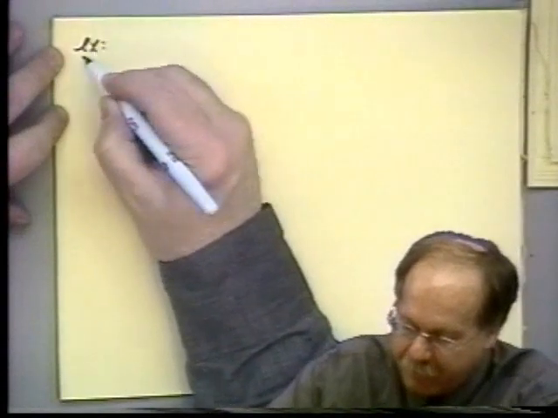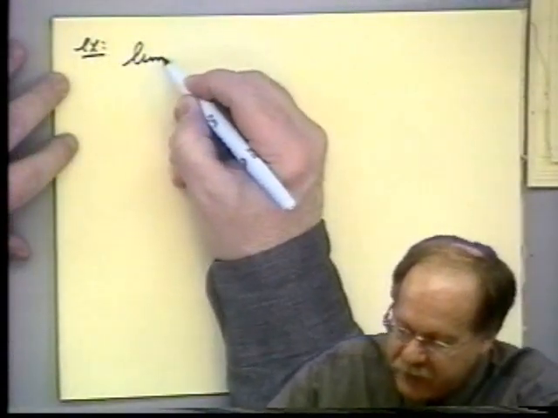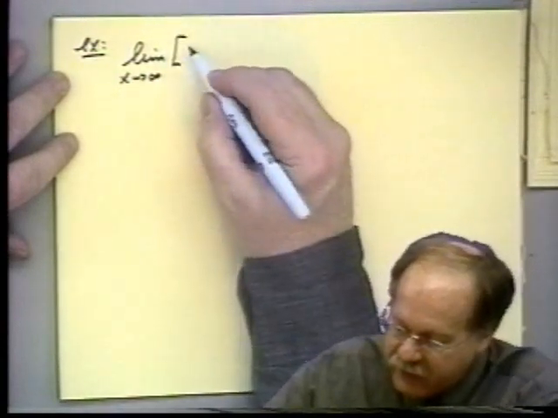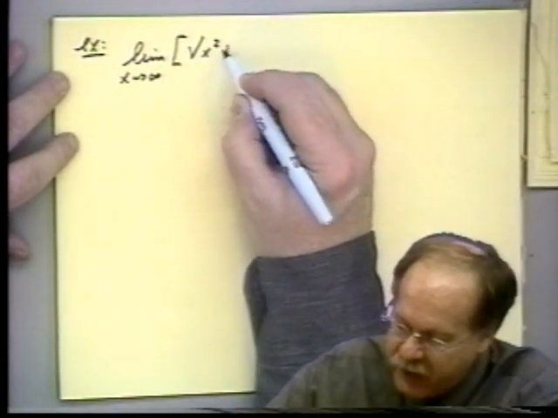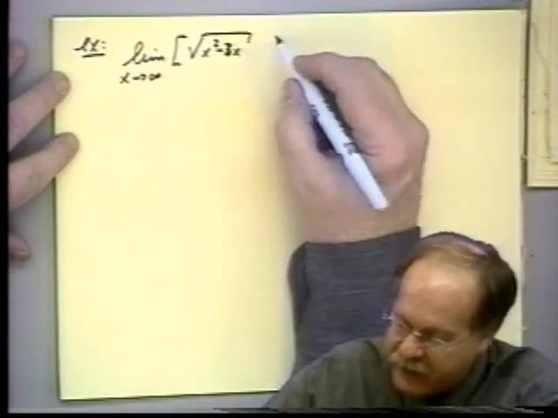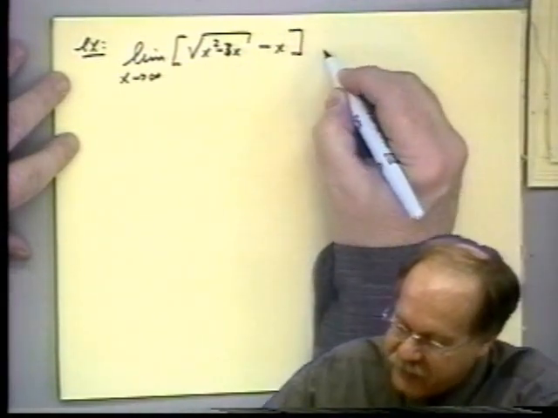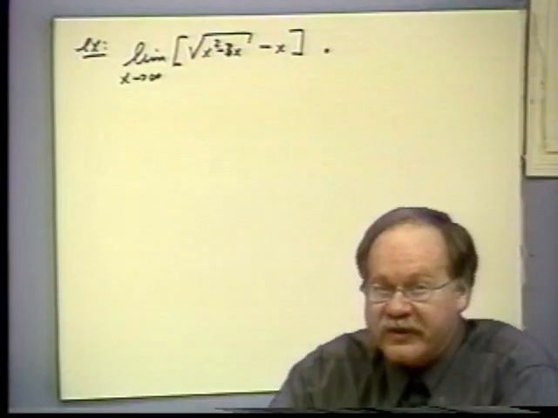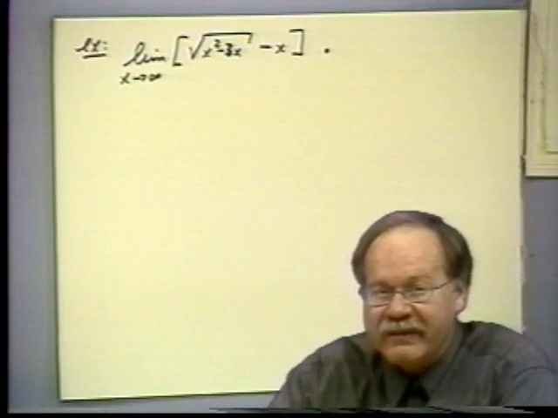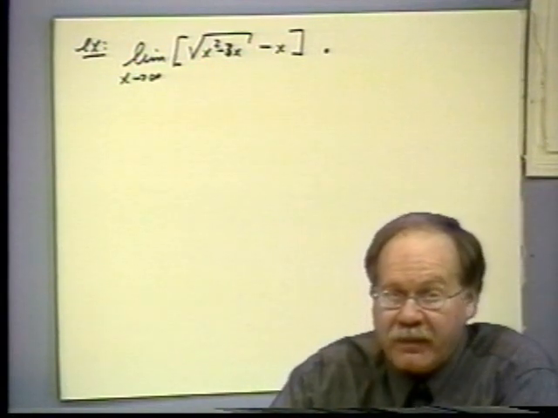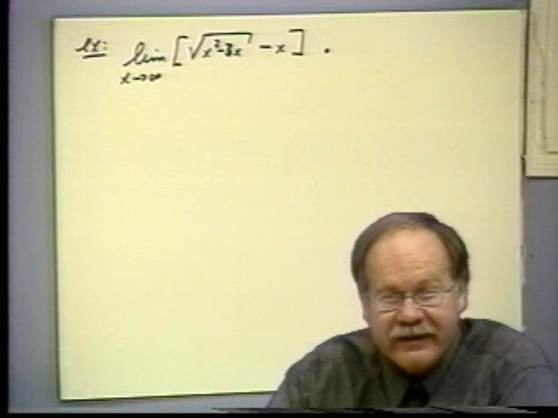Let's look at another example. Let's take the limit as x goes to infinity of the square root of x squared minus 3x, minus x. Go ahead and try that. So, did you see that this was one of those that is of that indeterminate form, infinity minus infinity, and probably involves that conjugate technique?